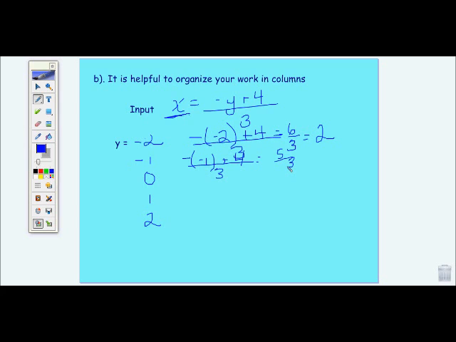0 would be an easy one. Doesn't matter if that's a negative y or not. I'm going to end up with just 4/3. Just the constant terms would remain. If I substitute in 1, I would have a negative 1 plus 4 divided by 3. I would have 3 over 3, which would simplify to 1. And I guess I don't have to do 2. 2's not in the book, but I have it written, so we'll go ahead and do it. So a negative 2 plus 4 divided by 3, I would get 2/3.